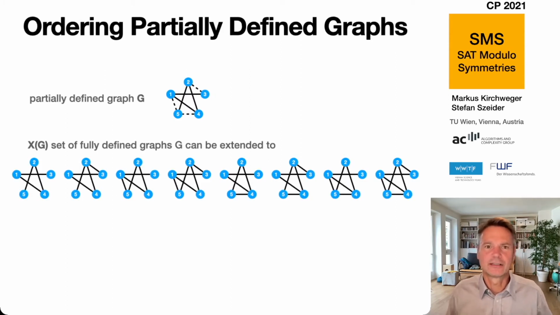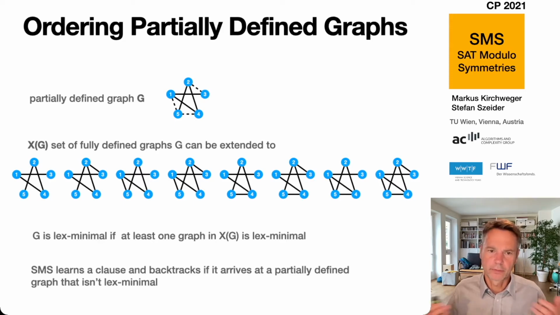This is now a set of 8 possible extensions of this graph to a fully defined graph. There are 3 undefined edges, and so we have 2 to the 3, which is 8, possibilities of extending this graph. We consider the partially defined graph to be minimal if at least one of these 8 graphs, or in general one of the graphs to which it can be extended, is a lexicographically minimal graph. And now in our SMS procedure, it learns a clause if it arrives at a partially defined graph that isn't lexicographically minimal.